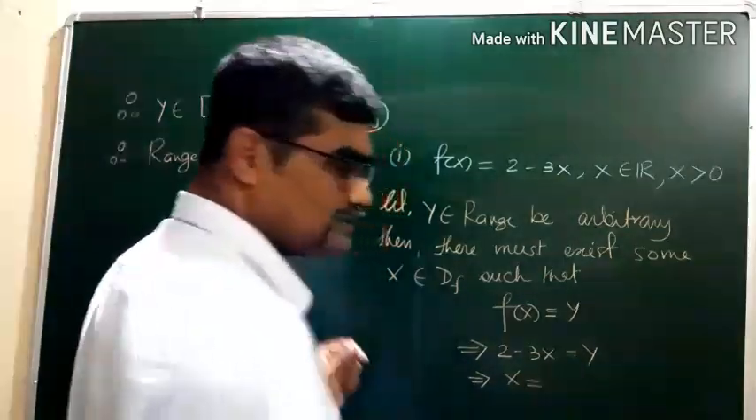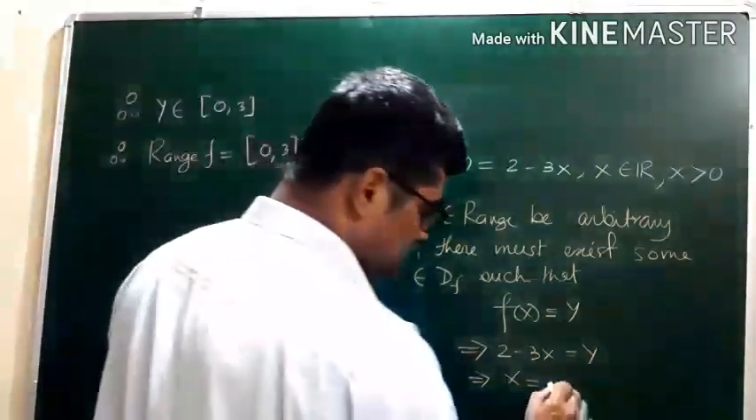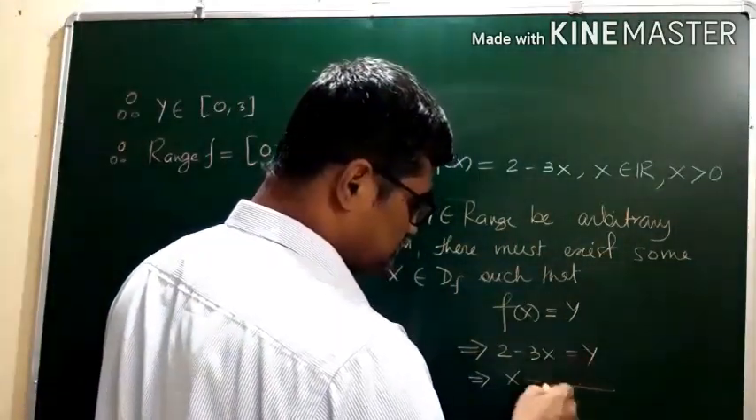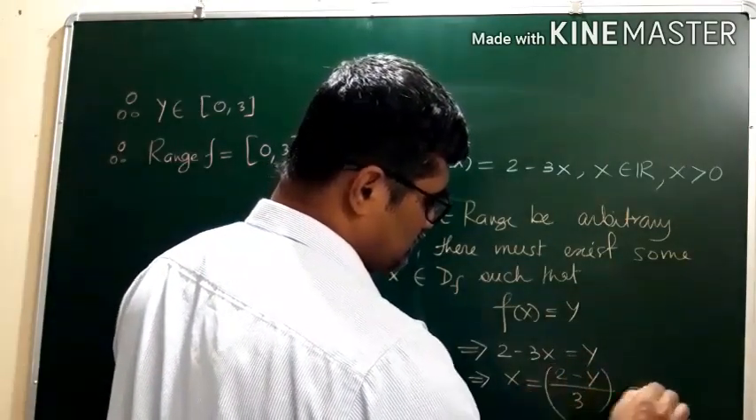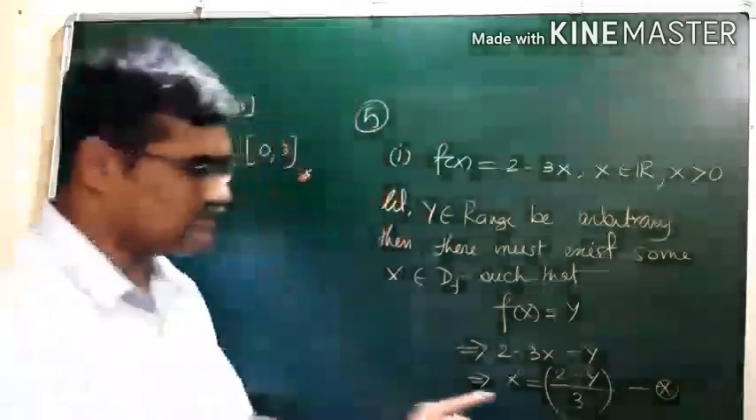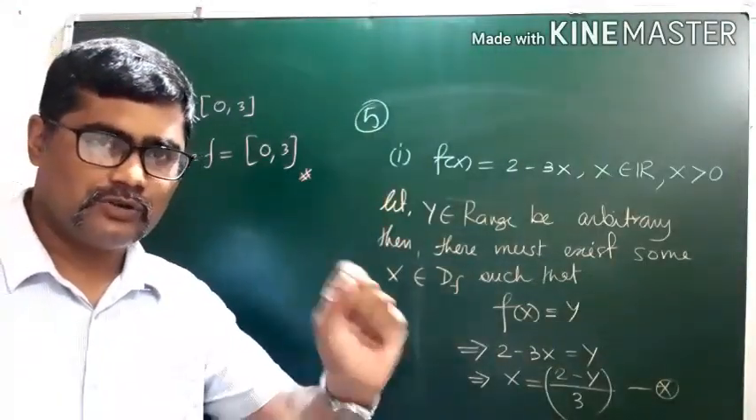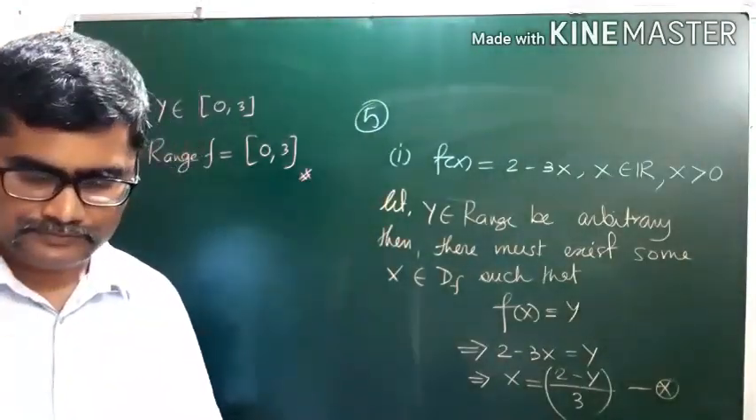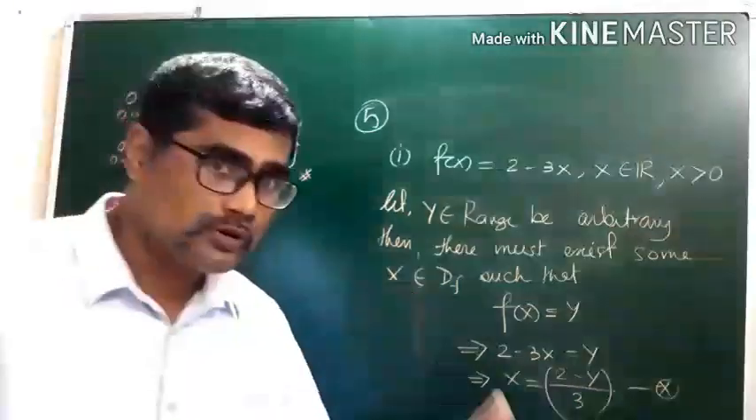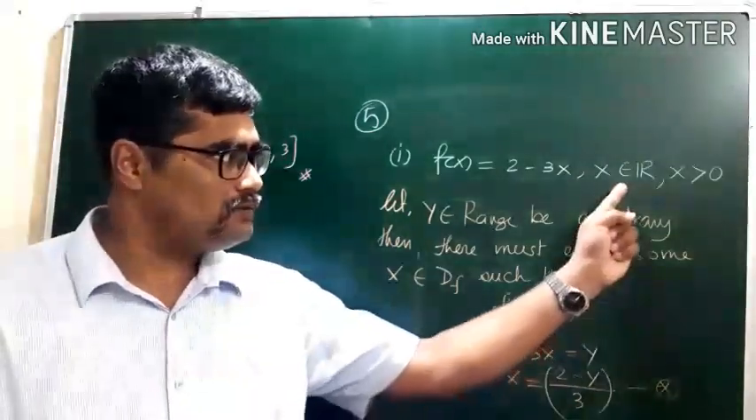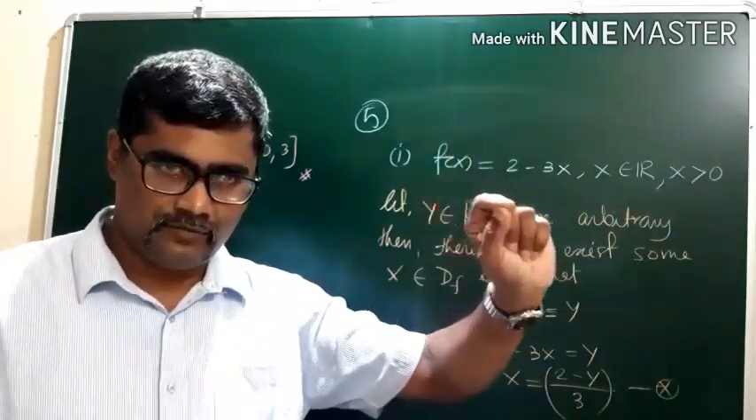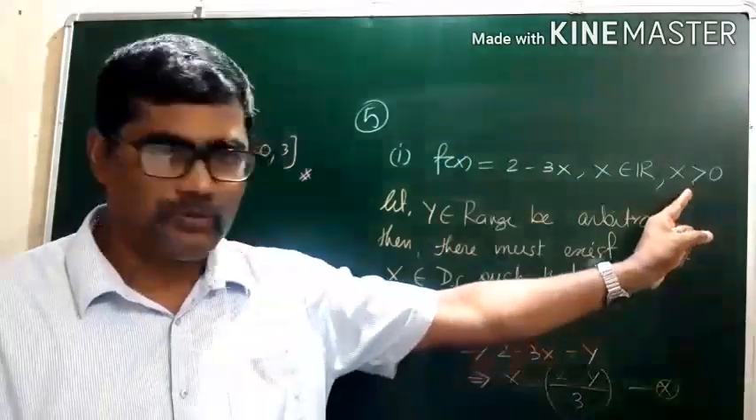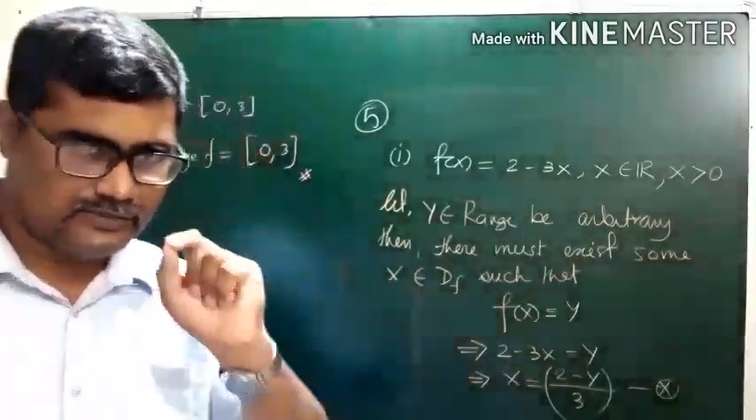Then what was the target? You have to find what is x. So x will be what? (2 minus y) divided by 3. So this is the part from where you can now make observations, because you know about x. What type of x? Real number, and positive, right?